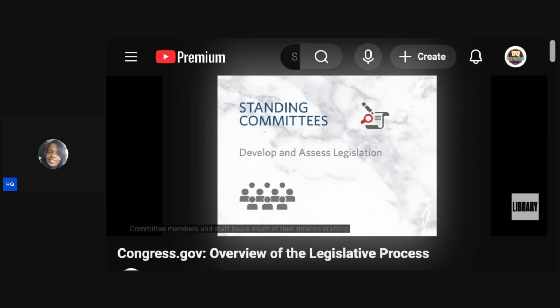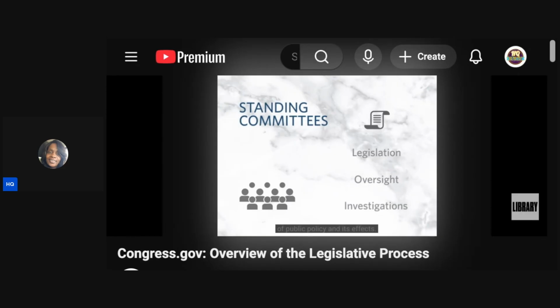Committee members and staff focus much of their time on drafting and considering legislative proposals, but committees engage in other activities as well. Once a law is enacted, Congress has the prerogative and responsibility to provide oversight of policy implementation, and its committees take the lead in this effort. Both chambers provide their committees with significant powers and latitude for oversight and investigations into questions of public policy and its effects.